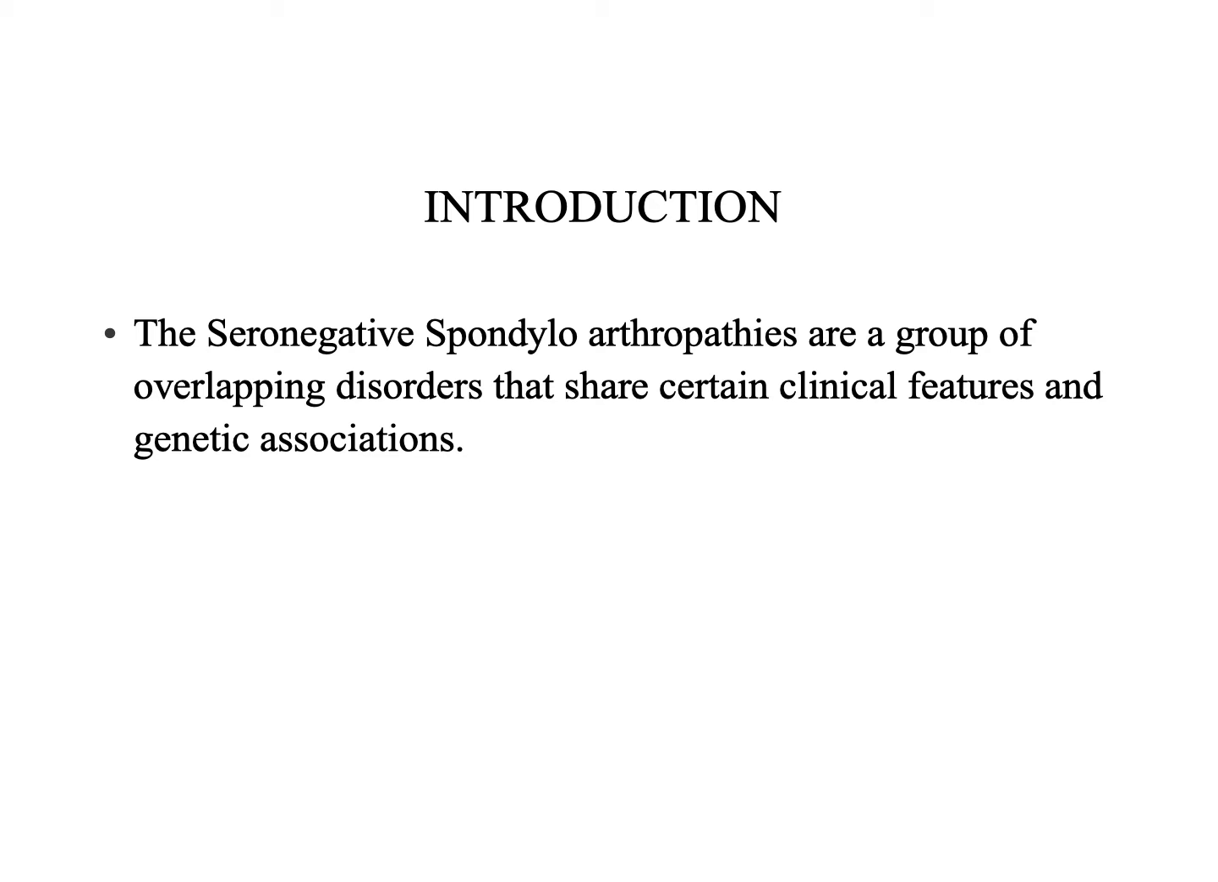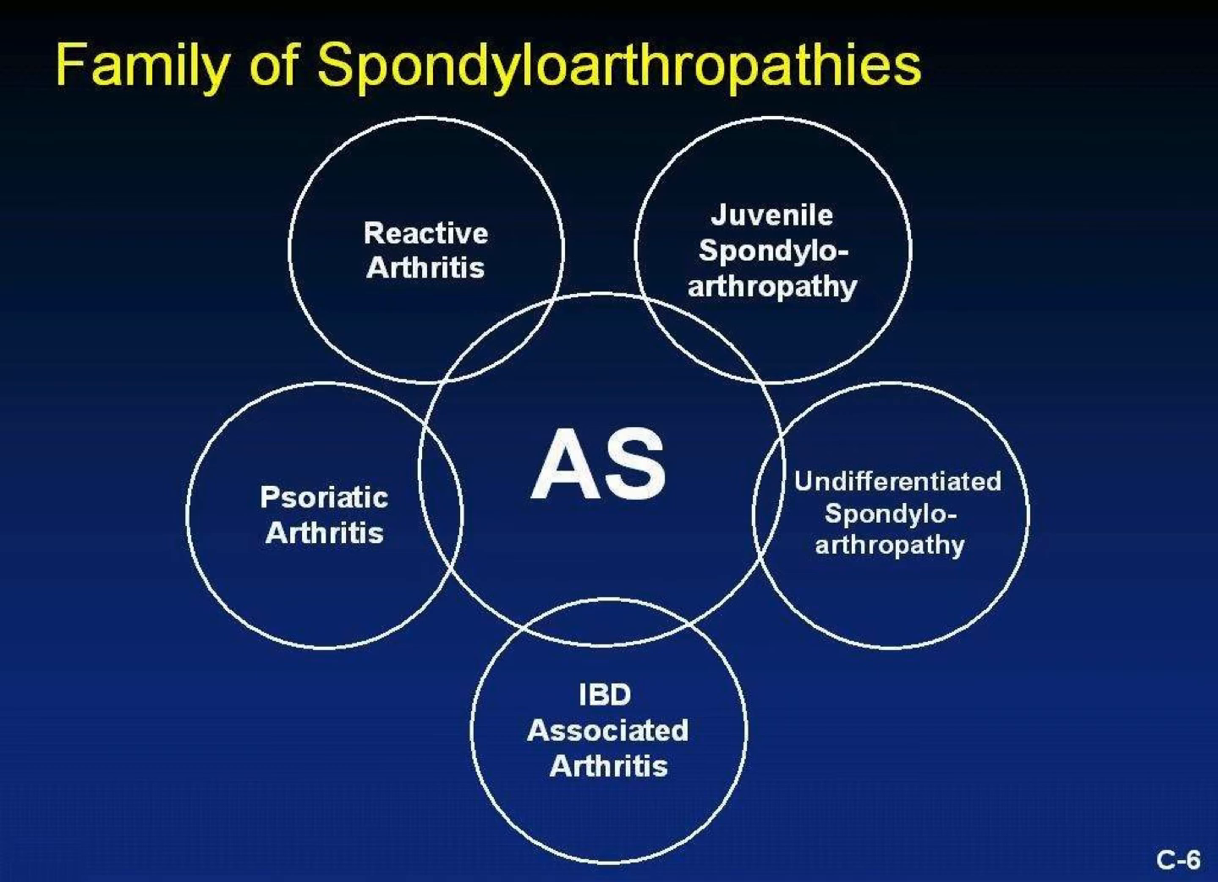Introduction. The seronegative spondyloarthropathies are a group of overlapping disorders that share certain clinical features and genetic associations. Most common of them all is ankylosing spondylitis. Other diseases include psoriatic arthritis, reactive arthritis, juvenile spondyloarthropathy, undifferentiated spondyloarthropathy, and inflammatory bowel disease associated arthritis.